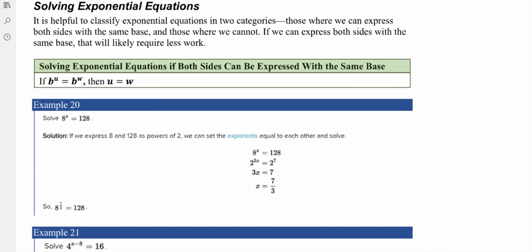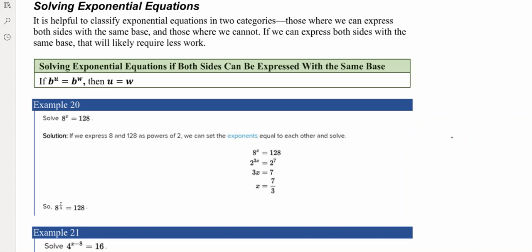What this means is if I had something like 2 to the power of 4 is equal to 2 to the power of, and then what would it be equal to? Well, it'd be equal to 4, right? They would be equal to each other.